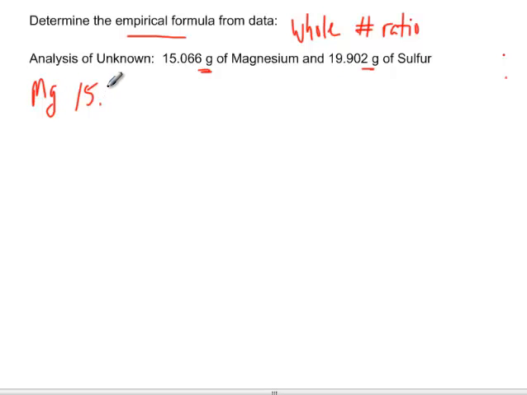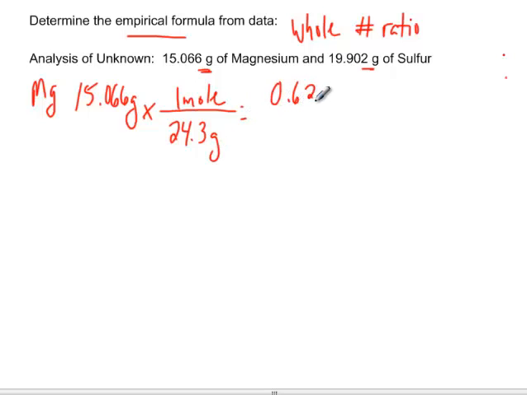We've got 15.066 grams of magnesium. We want to convert that to moles, so we have to look on the periodic table, and we realize that 1 mole is equal to 24.3 grams. Do the math, and you end up with 0.620 moles. Now that's magnesium.